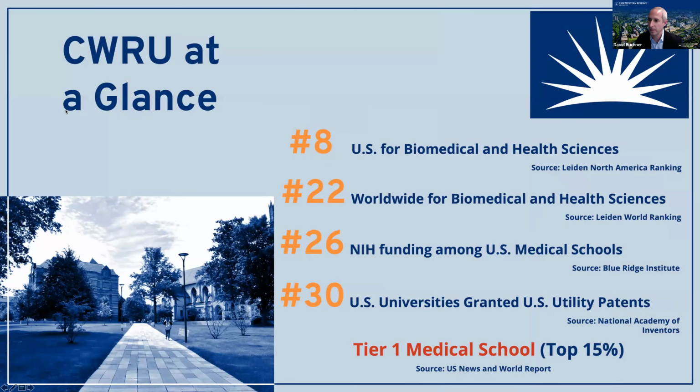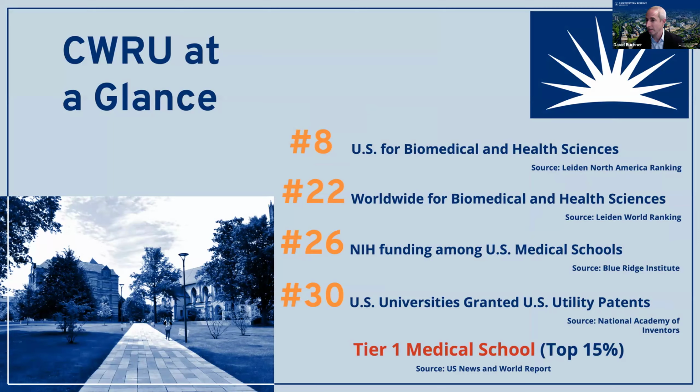Some of the rankings of Case that we're pretty proud of. We are number 8 in the United States for biomedical and health sciences research, according to the Leiden rankings. Number 22 worldwide for biomedical and health sciences, again the same Leiden rankings. We're number 26 in the US for NIH funding among US medical schools, according to Blue Ridge Institute, and number 30 overall for US universities granted US utility patents.